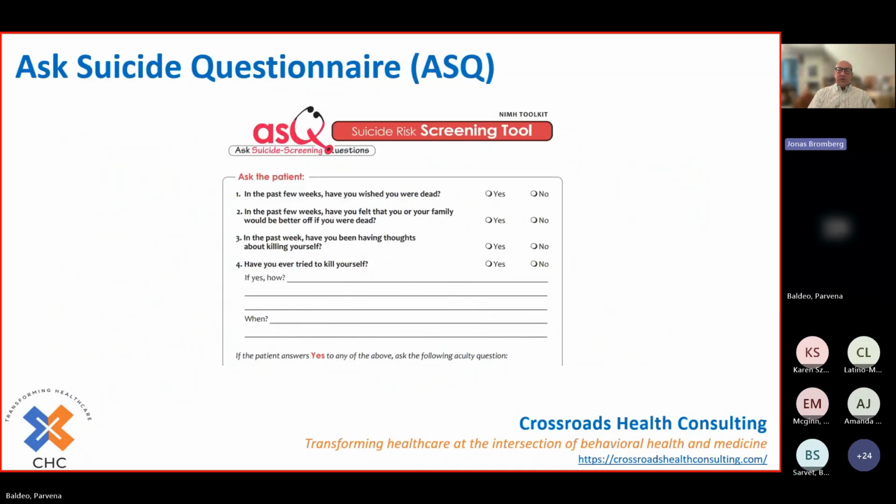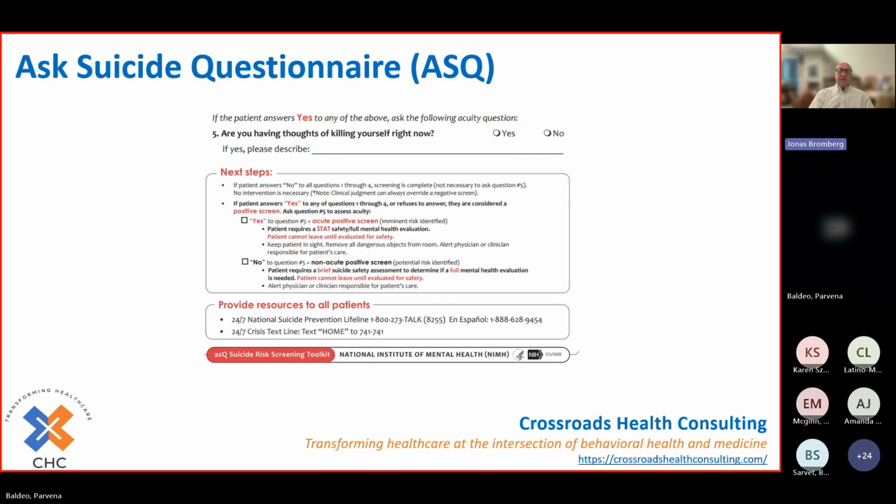So this is the ASQ, which we saw last month, the 4 introductory questions. And on the next slide, we'll see that 5th question about the presence of suicidal thoughts right now.